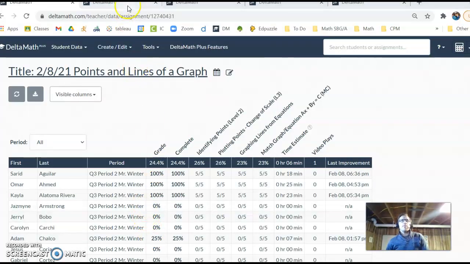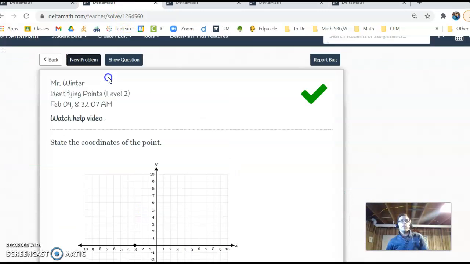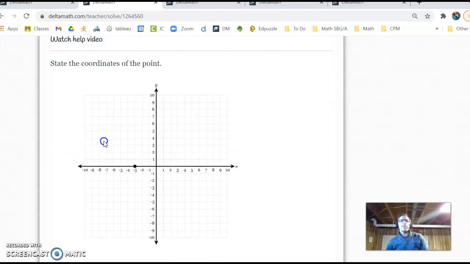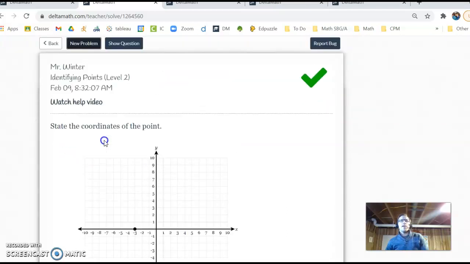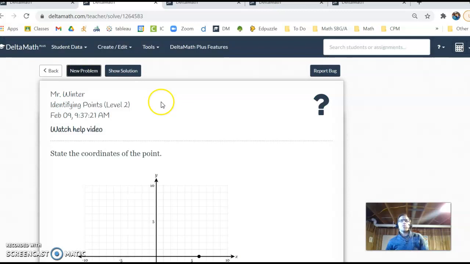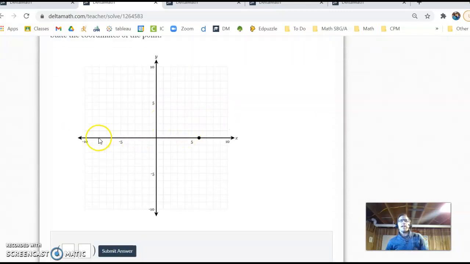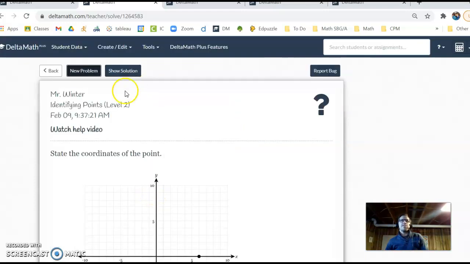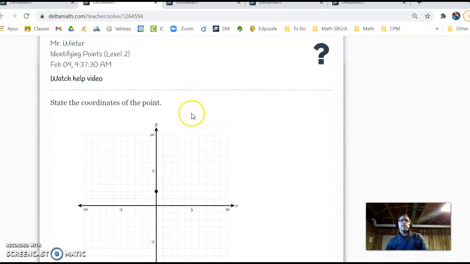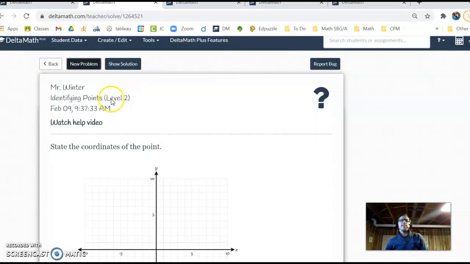So the first part of it is here we are identifying points. And so we're supposed to state the coordinates of the points. Remember, our XY coordinates always go in the same fashion, right? Anything on the x-axis, we go right or left, that's the first coordinate, and then up or down is our second coordinate. I'm going to start with one that's not on an axis here.